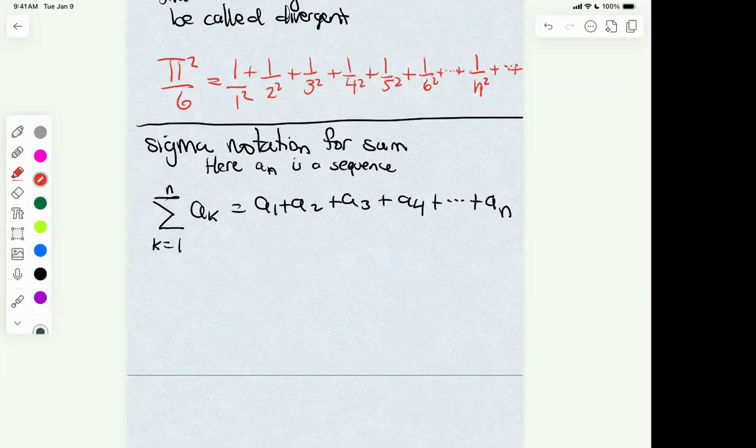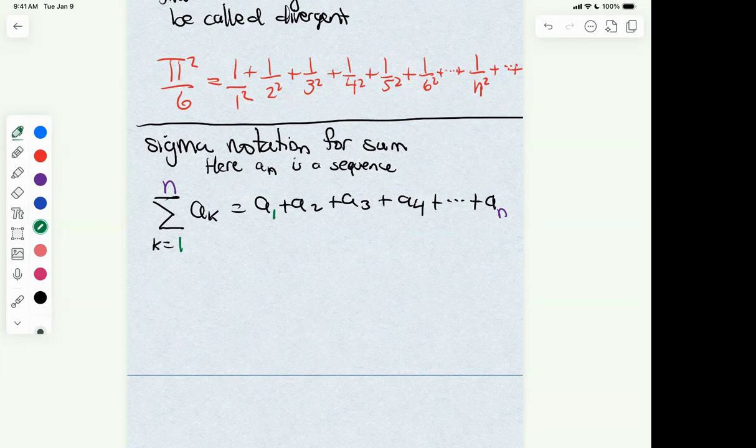Maybe I should use different colors. These two are supposed to match, and these two are supposed to match. This tells you where you start the sum. Usually we will start the sum at one, meaning the first element of the sequence, but sometimes it's useful to start at a different spot. This tells you the first number you're going to put here, and this tells you the last entry.